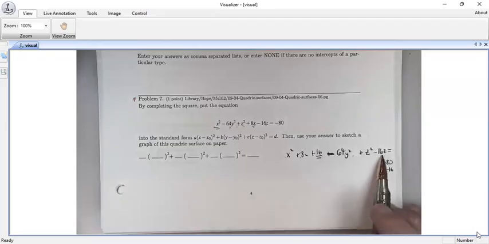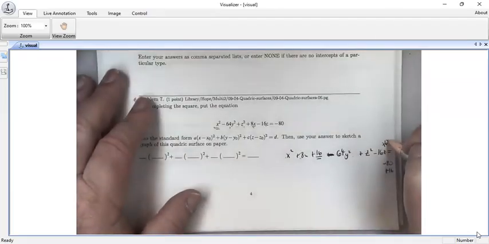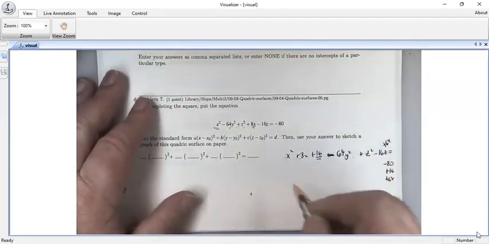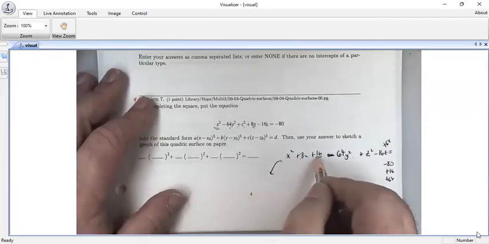The b term is negative 16. Half of that would be negative 8. Squared is equal to 64. So I'm going to add 64 to this side and add 64 over here. Now, rewriting my equation, this will factor perfectly.